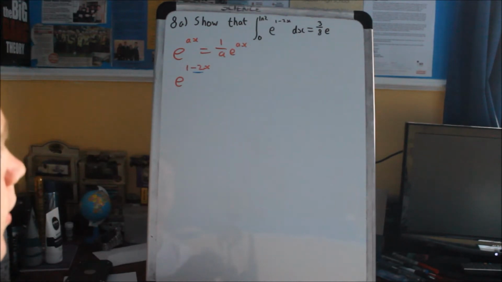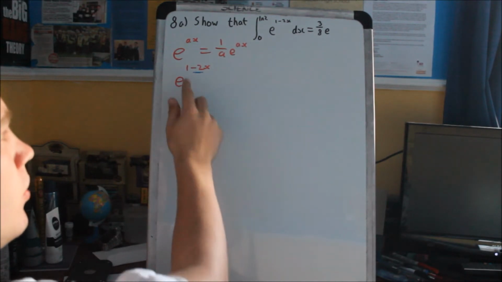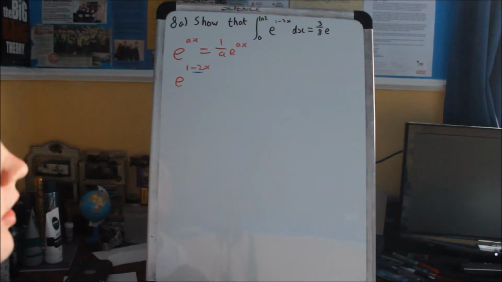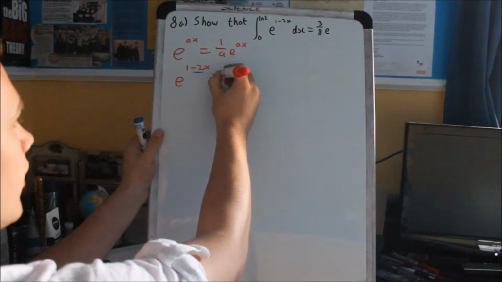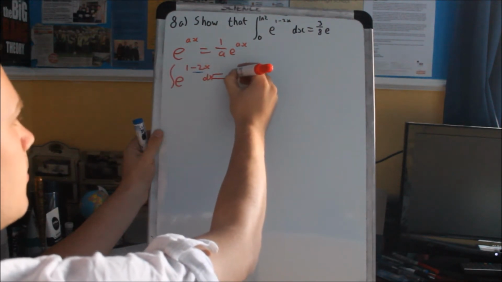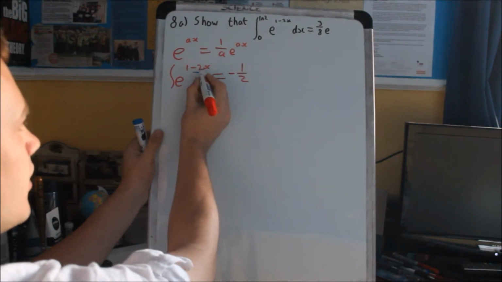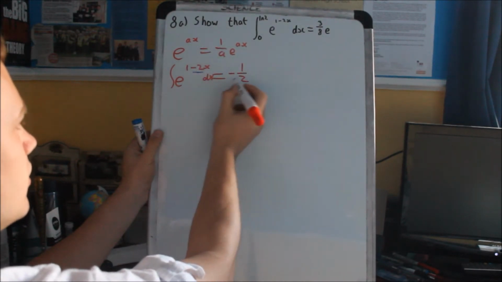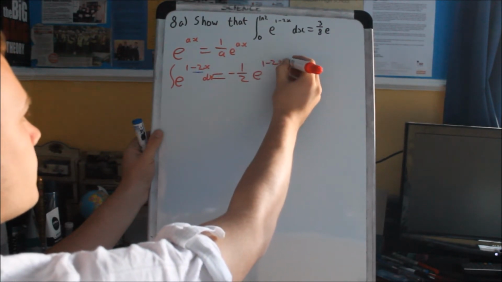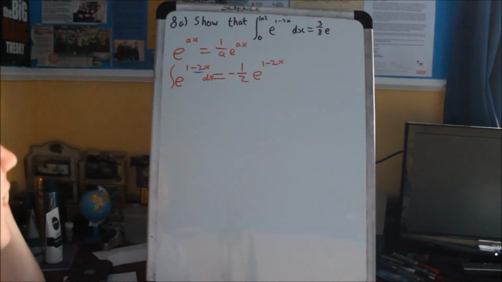That isn't quite right. What a few people did is they let u equal 1 minus 2x. Then they used the chain rule in differentiation and differentiated it rather than integrating. That's not quite right either. So if you integrate that with respect to x, what we actually get is minus a half, because we've divided by this minus 2, we've got 1 over minus 2, which is minus a half, e to the power of 1 minus 2x. So that's what we get if we integrate e to the power of 1 minus 2x.